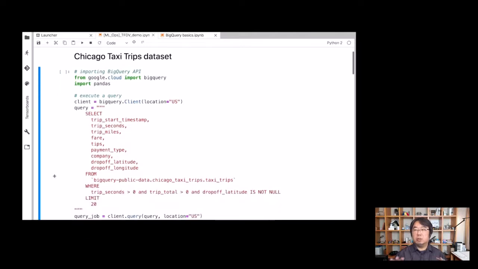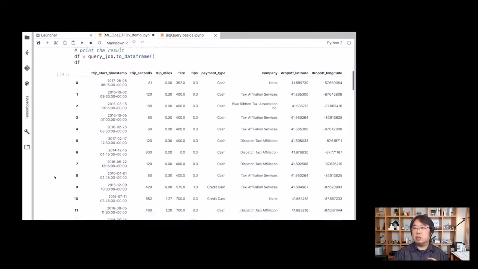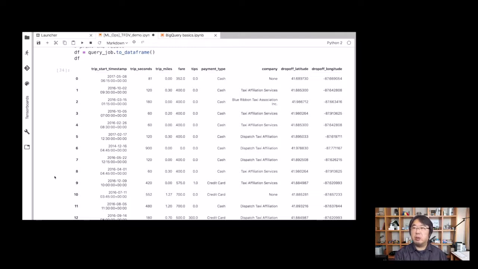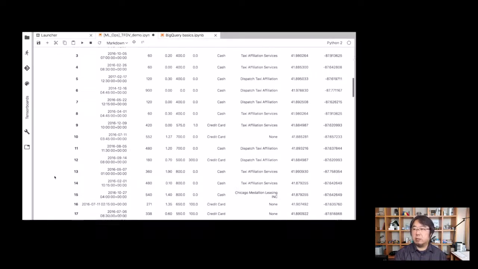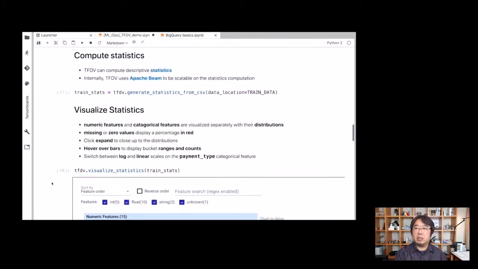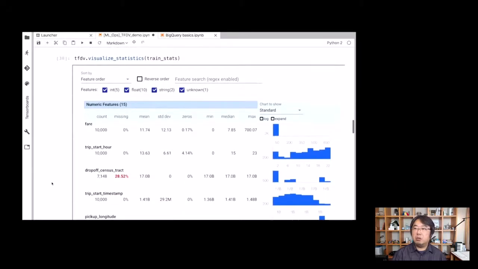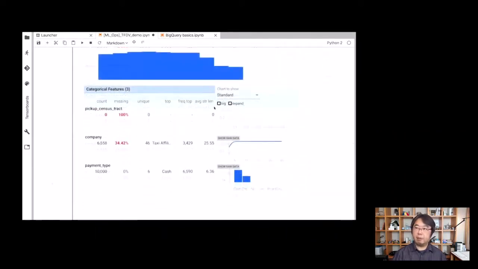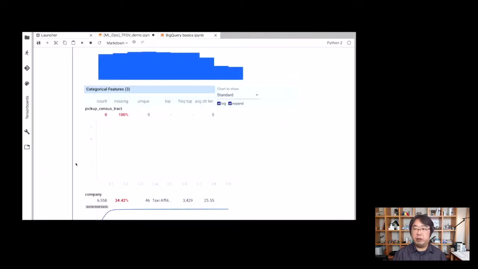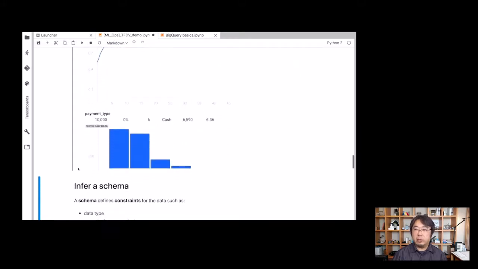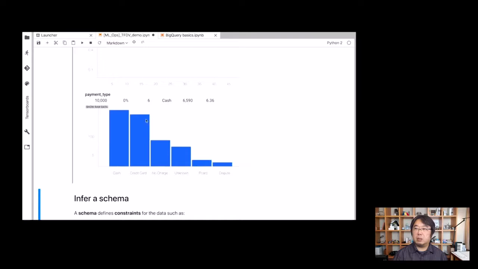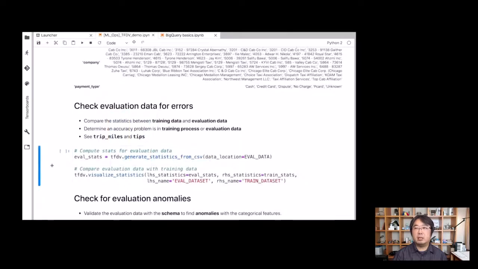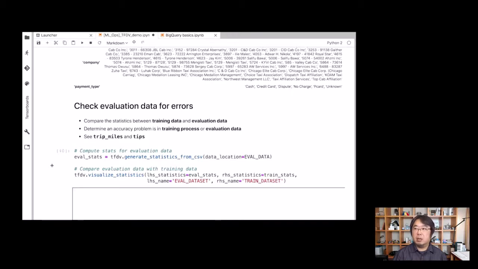So you can use the usual Jupyter notebook environment. As you can see in this demonstration, it uses a data set read from BigQuery, that is a Chicago taxi data set, with the timestamp for each trip and distance or payment types and so on. And by using TFDV, you can easily visualize the statistics values of each feature, or drill down into each feature and distributions like histograms and so on. For example, it looks like most of the people are paying by cash or credit card. So this is the visualization you can get with TFDV.